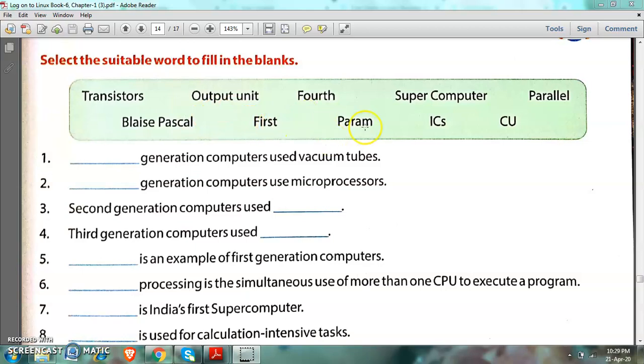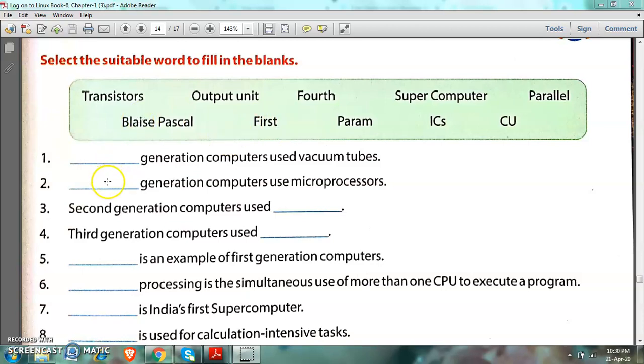First, Param, ICs, CU. So these are the options given in the help box. So we have to use them to write in the blanks. So first is dash generation computers used vacuum tubes. So here we have to write first generation computers used vacuum tubes. So here you will write the answer first.